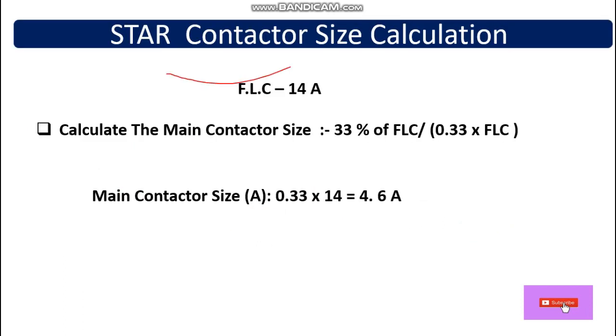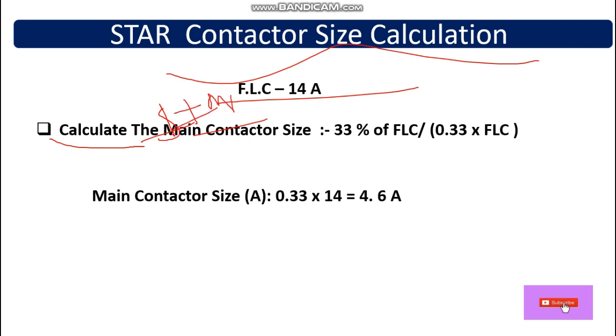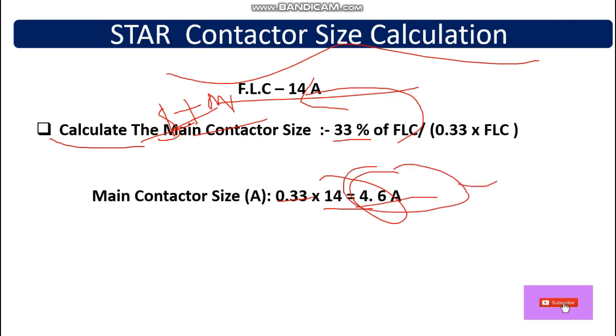Now come to star contactor size. So this is the FLC. To calculate the star contactor size, we have to take 33% of this FLC. So 0.33 into 14, it becomes 4.6. So what we have to do, if a size near to this is available in the market, we can go near to this, like 5 to 6 ampere. If not, then go like this.